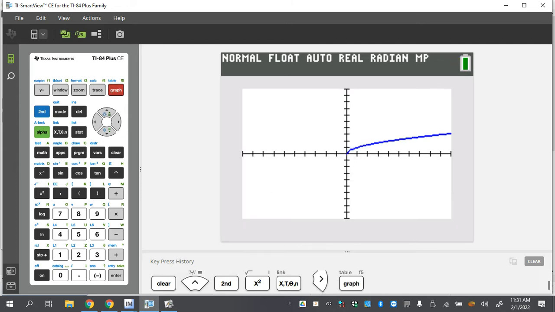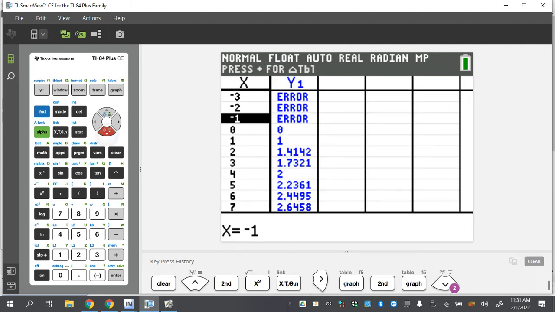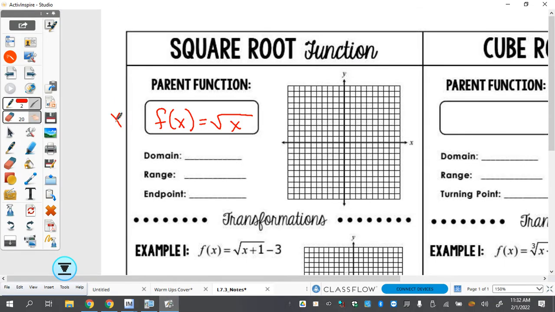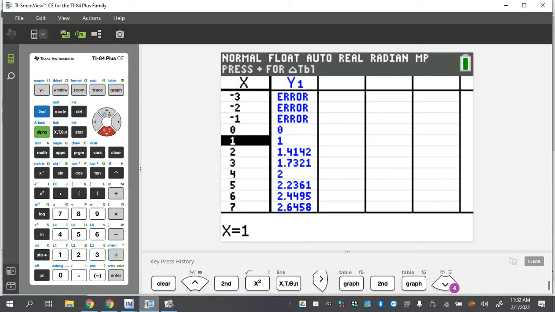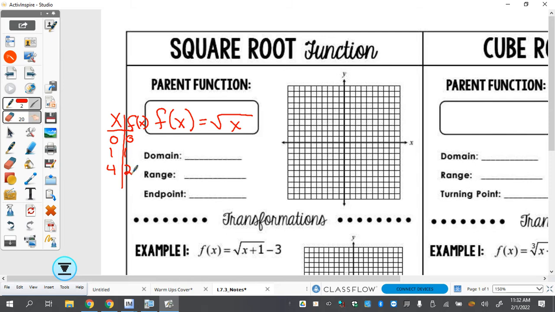And then again, that's the shape of our graph. It's that little curve there. So I'll use my table to get me a few points. So we got 0, 0. I'll copy that over here. 0, 0, 1, 1, 4, 2. And then 9, 3.